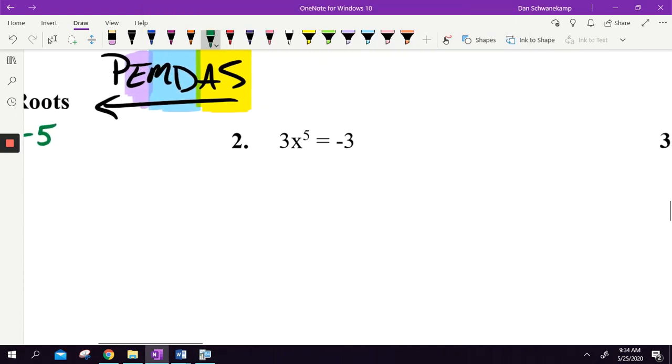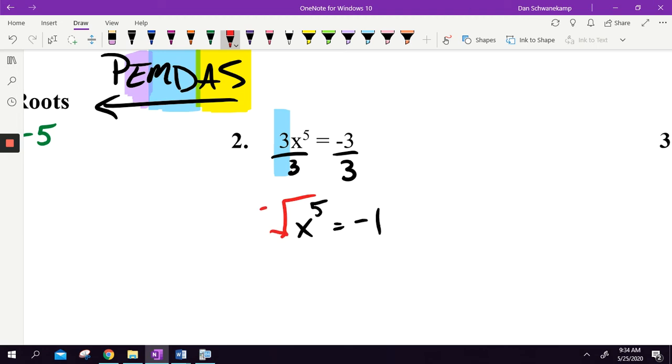Let's try it again. Okay, so number 2, now we've got actually something to deal with here. So I would try to add or subtract. I can't. Then I would try to multiply or divide, and I need to do that because it's 3 times that. So I'm going to divide both sides by 3 first. -3 divided by 3 is -1. To get rid of the 5th power, I'm going to take the 5th root.